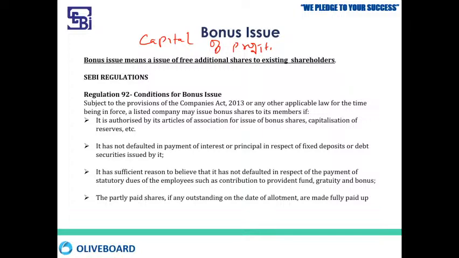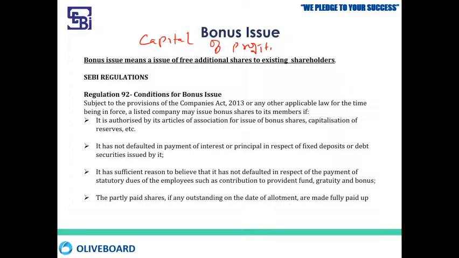That's what even SEBI is saying. We are not prohibiting you from issuing bonuses. You can. But make sure you don't have any defaults in paying the interest or principal of your FDs or debt securities raised by you. Please make sure you have paid all those things. And you should not have any defaults in your employee payments, statutory dues, employee PF, employee gratuity.